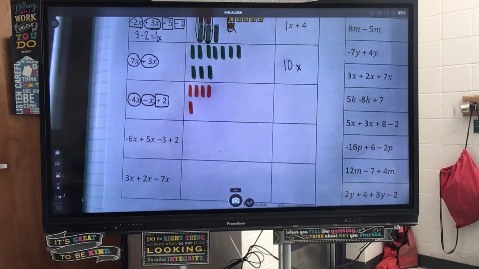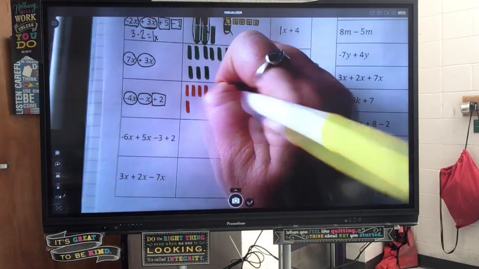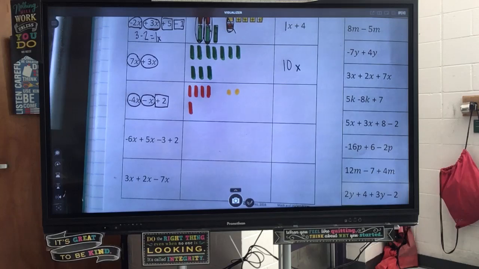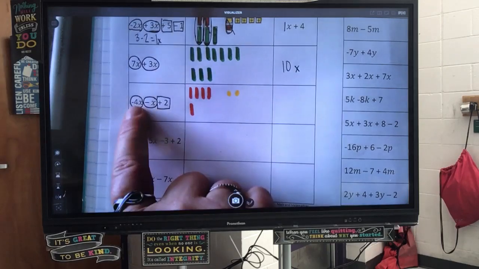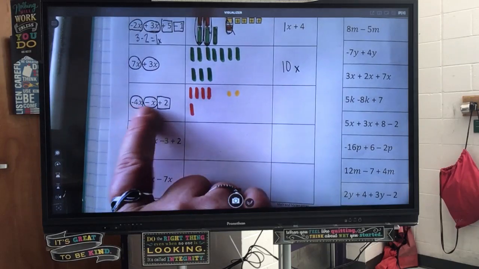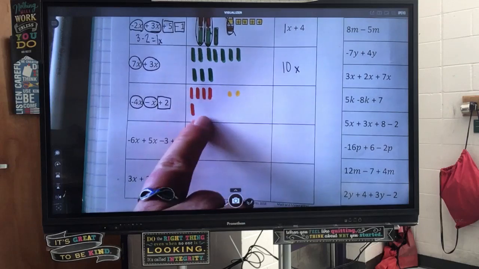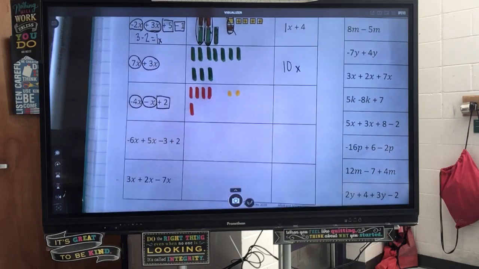Yellow. Yellow. So we're gonna do 1, 2. Alright. So this is where it gets a little bit confusing with negative numbers. But because both of the x's are negative, what do we do here? Do we subtract them or do we add them?